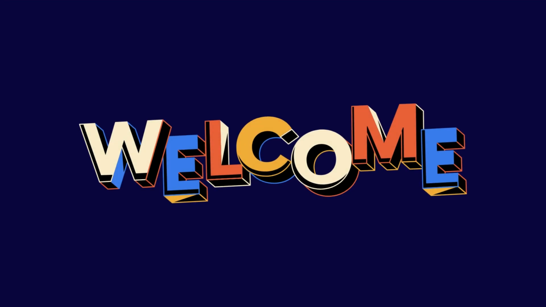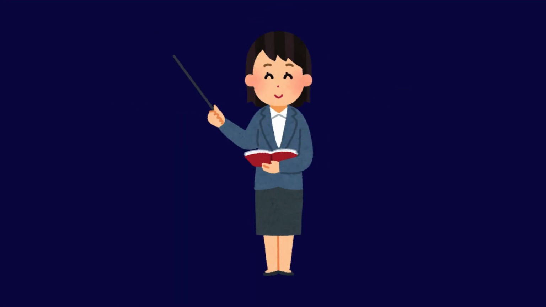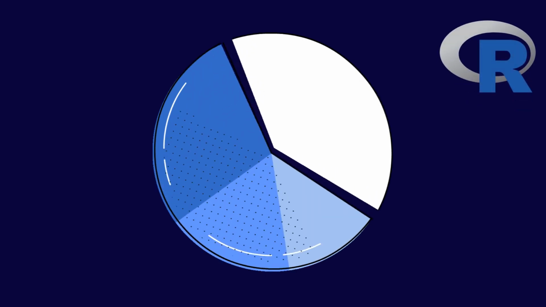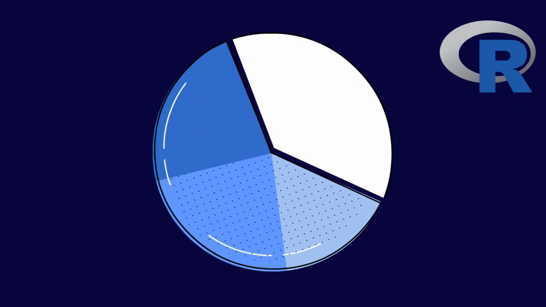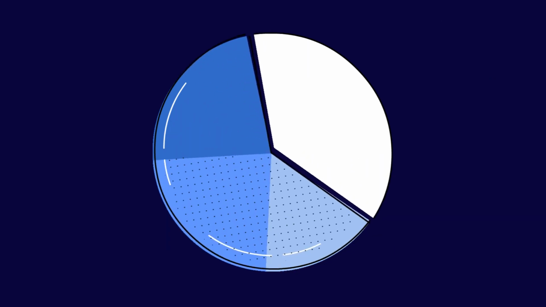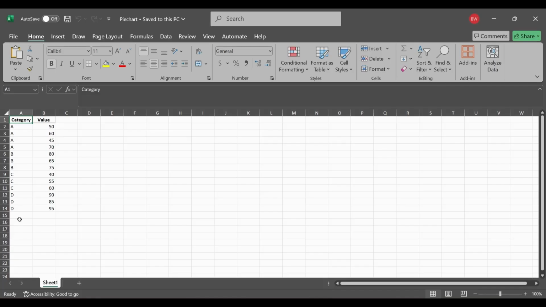Welcome back to our channel, and today we are going to learn how to create a pie chart using R. Pie charts are a great way to visualize proportions and compare different categories. Let's get started. This is the data set for today's session.